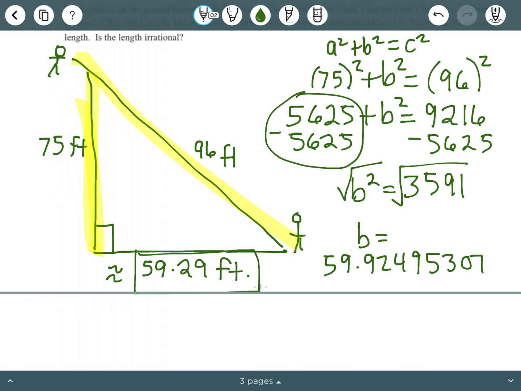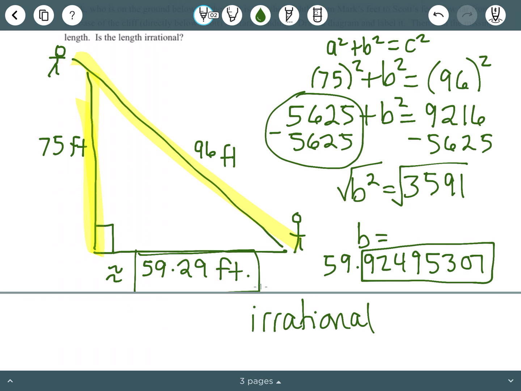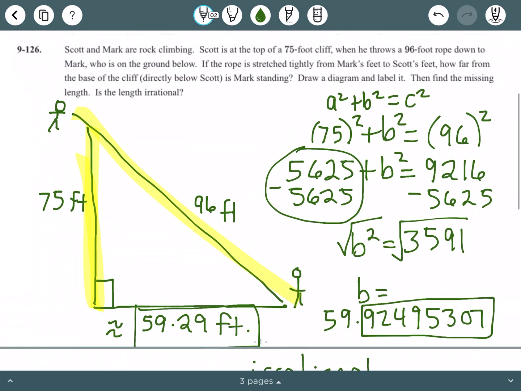And then our last part is saying whether this is a rational or irrational number. This is going to be irrational. And that is because our decimal does not repeat and it does not terminate or end. So that is all we have for 9126.